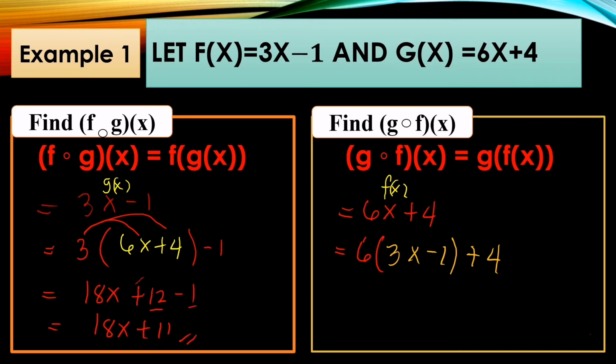So simplify. 6 times 3x is 18x. 6 times negative 1 is negative 6, plus 4. So negative 6 and positive 4 are unlike signs, that's why you need to subtract. 6 minus 4 is 2, and the sign is negative because the highest sign is negative 6. So the answer is 18x minus 2.